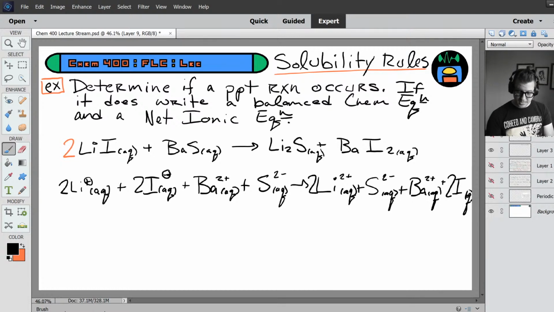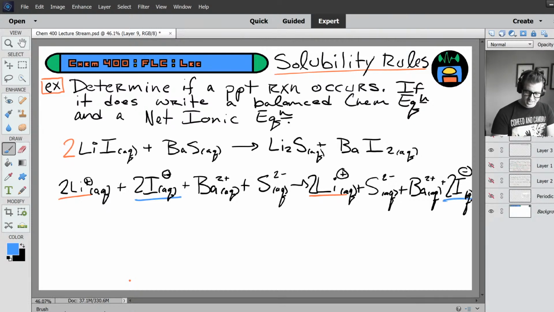All right, now take a look at this. On the reactant side, you've got 2 lithium cations. On the product side, let me get my correct charge on lithium and maybe put a charge on iodine. There's 2 lithium cations on both sides of this reaction. There are 2 iodide anions on both sides. 2 barium cations, 2 sulfide anions. In other words, nothing changes.